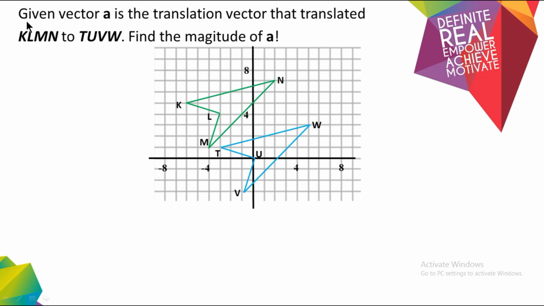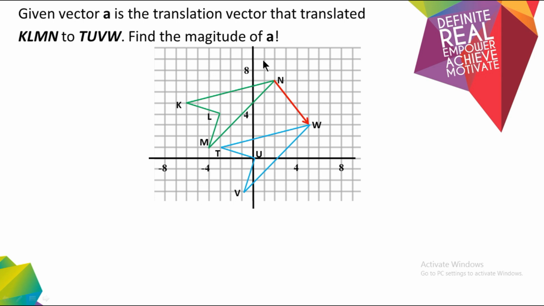Next, given vector a is a translation vector that translated KLMN to DUVW, from this to this. Find the magnitude of a. First, we have to determine vector a. Vector a is a vector that translated KLMN to DUVW. In order to find vector a, we have to choose one corresponding pair between KLMN and DUVW. So let's choose N and W. So this is vector a.